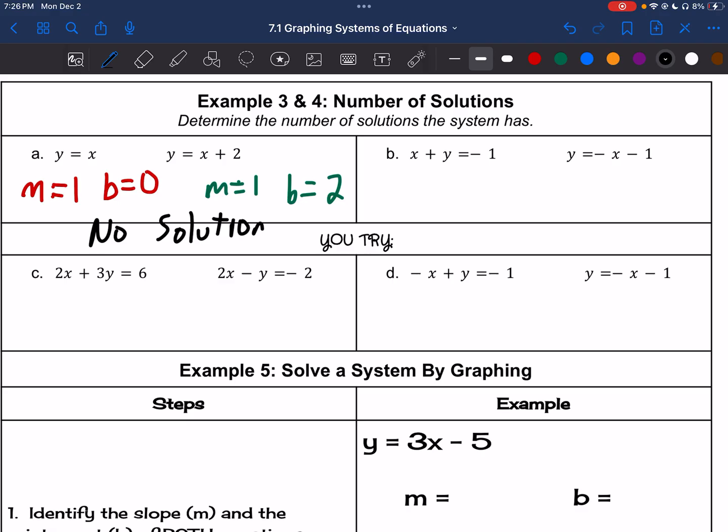Now, letter B, we're going to need to solve that first one and get it into slope-intercept form, so we're going to subtract x from both sides, and we get y is equal to negative x minus 1. And we see we have on the right side y equals negative x minus 1. Well, that's the same slope and the same y-intercept. Same m, same b. Our slope and our y-intercept are the same. So it is infinitely many solutions. All right, you guys are going to try letter C and D, and then come back and check your work against mine.